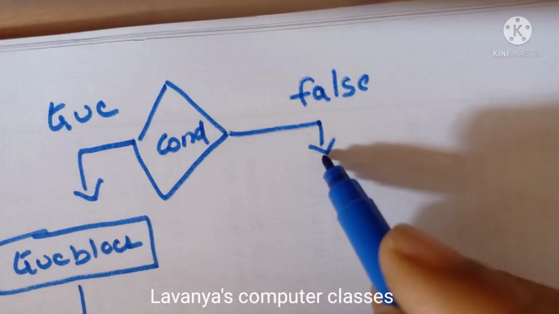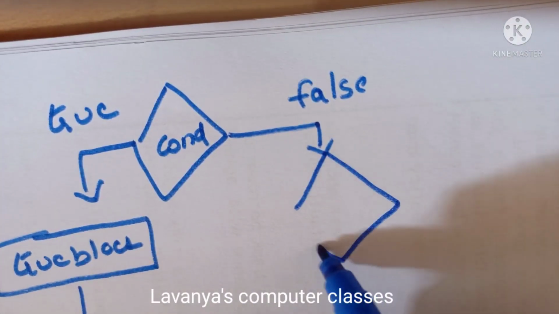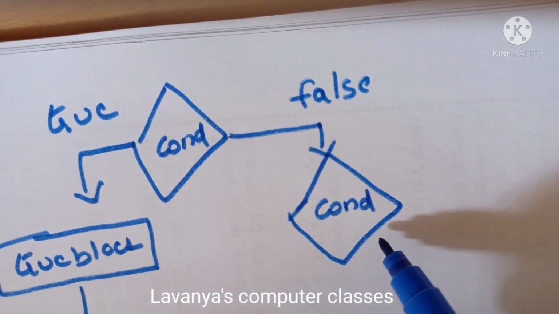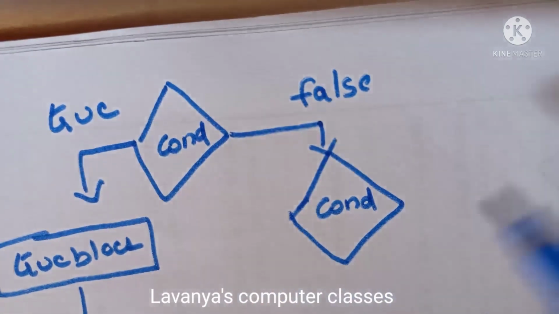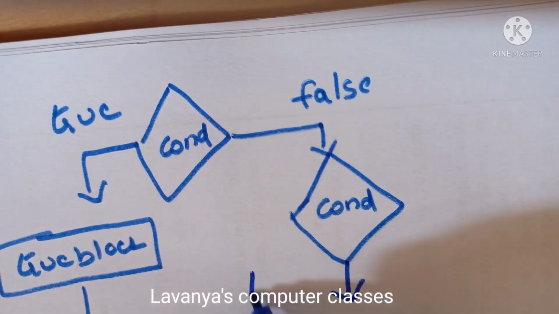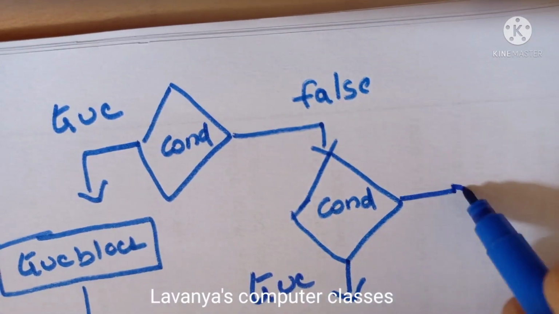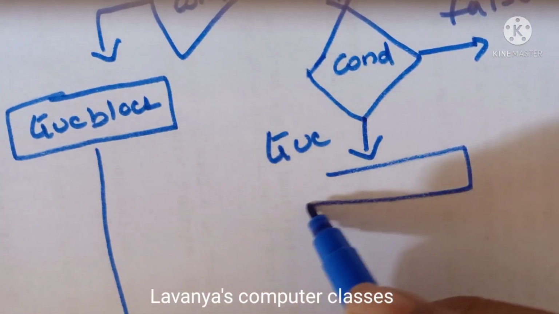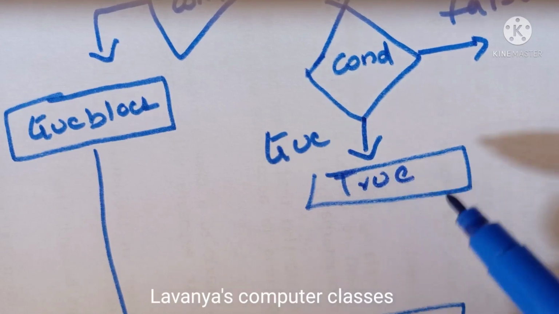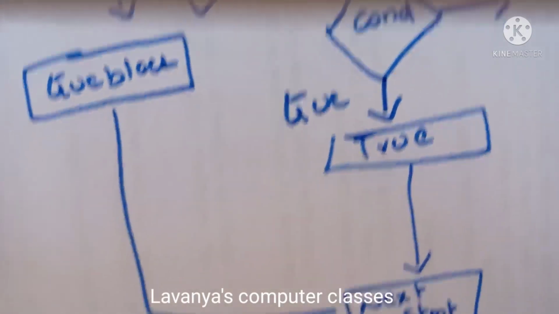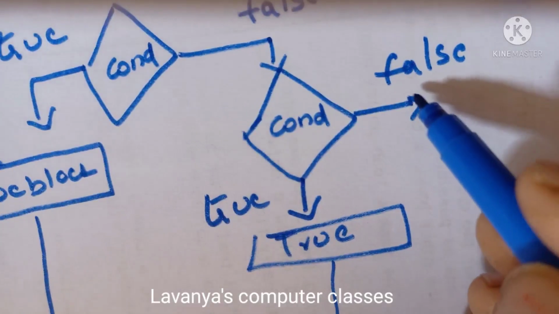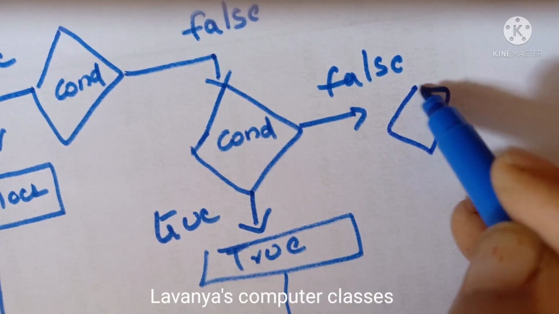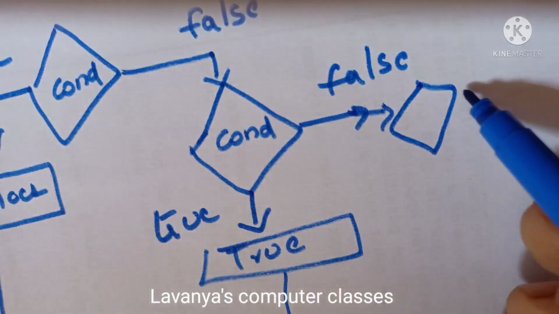If the condition is false, again we check one more condition. So this condition contains another condition. That's why it is called a nested block statement. Again the same thing: the condition is either true or false. If the condition is true, what do we have to do? We execute the true block statements and come to the next lines of statements. If the condition is false, either we check one more if, otherwise write the false block statements.